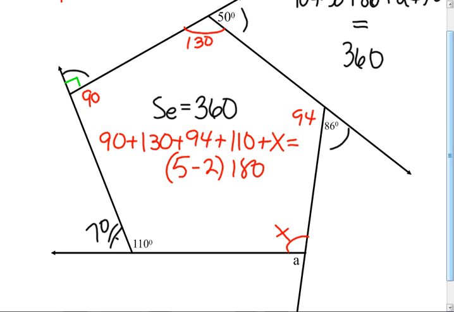What'd you get for X? What'd you get for A? X is 64? Oh, I'm sorry. I'm looking at it funny. I didn't look. This is 116, and this is 64. Yeah, I was looking at it weird.